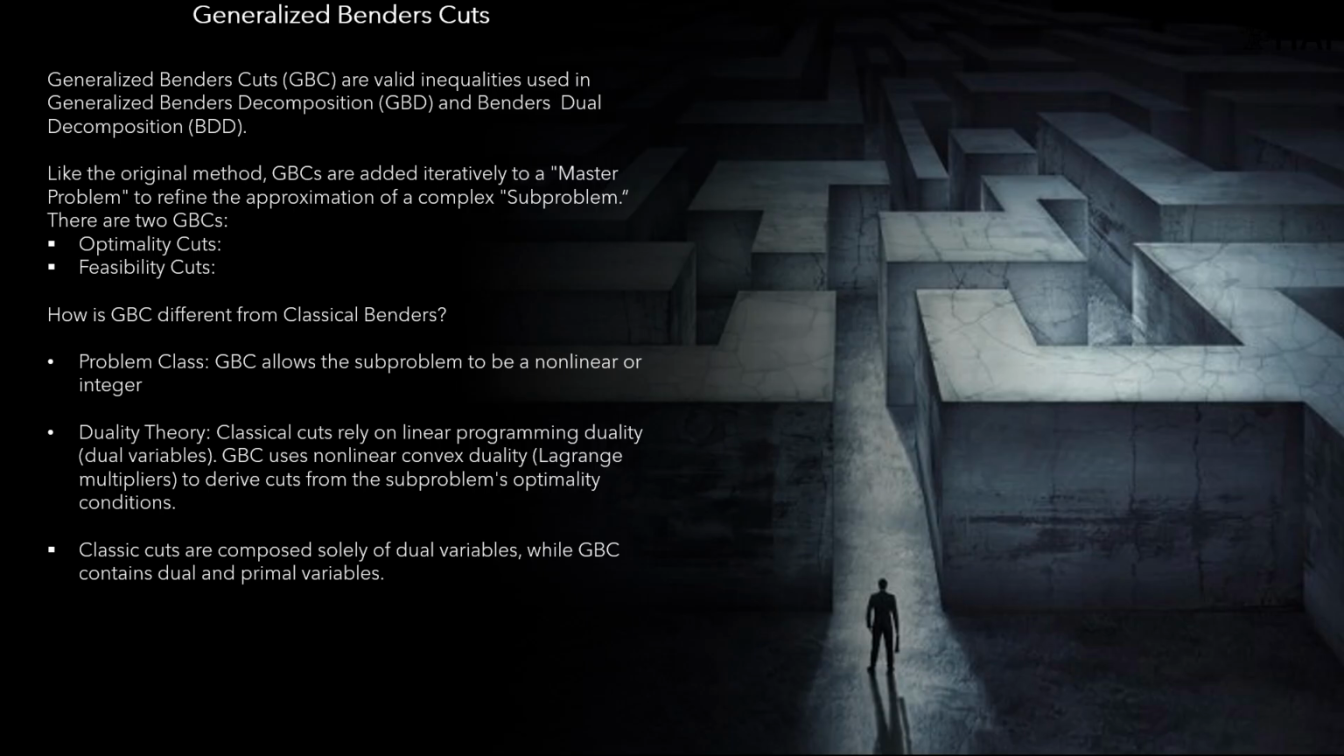How is GBC different from classical Benders? Problem class. GBC allows the subproblem to be nonlinear or integer. Duality theory. Classical cuts rely on linear programming duality, dual variables. GBC uses nonlinear convex duality, Lagrange multipliers, to derive cuts from the subproblem's optimality conditions. Classic cuts are composed solely of dual variables, while GBC contains dual and primal variables.